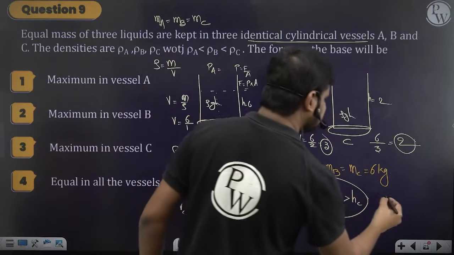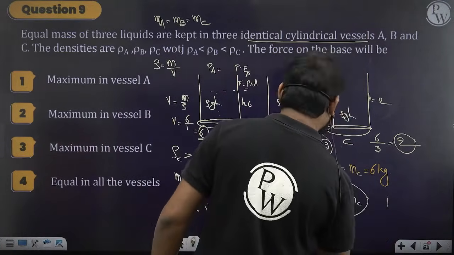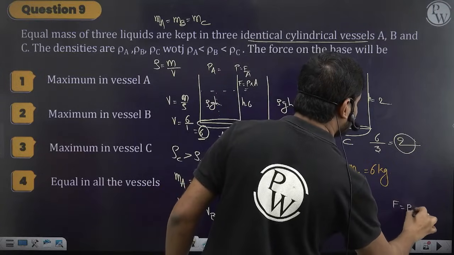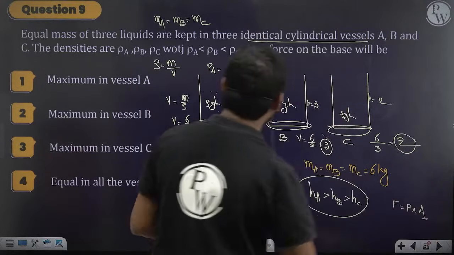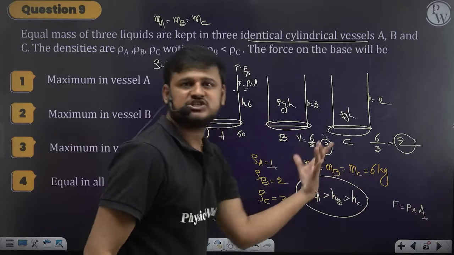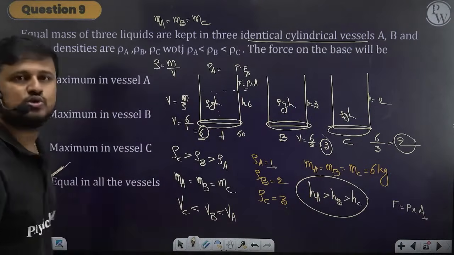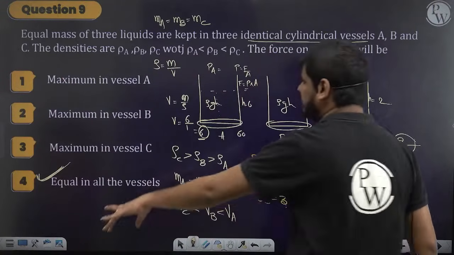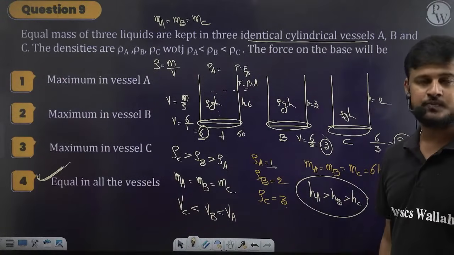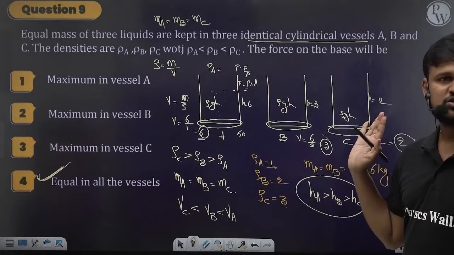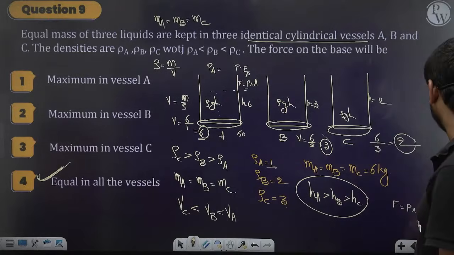Now they are asking about the force. Force is equal to pressure into area. They all have the same base area and the same pressure, so the force will be equal in all 3 vessels here also. Clear? Understood the concept? Chalo, so let's move further.